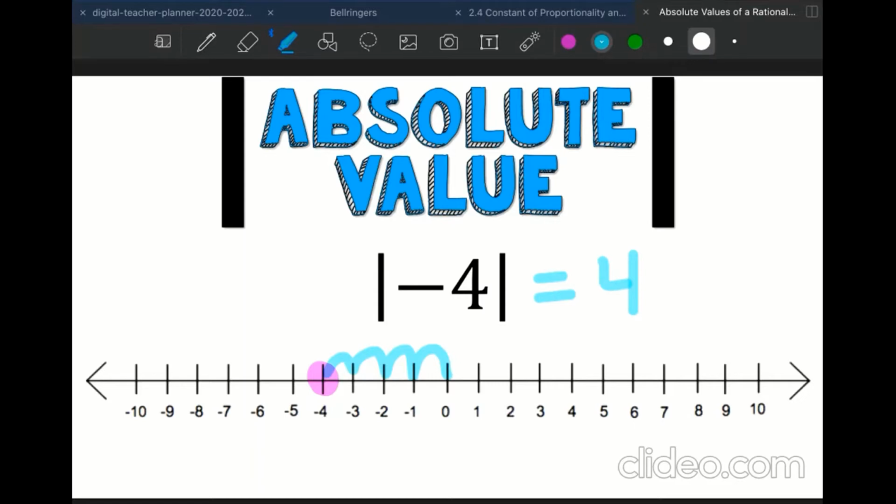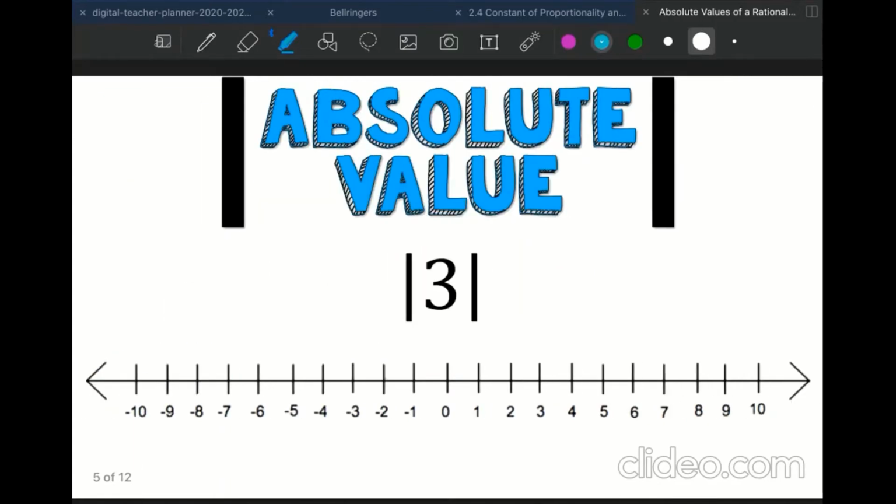It's okay if you do the number line. You can totally do it. You don't have to do it. Let's take a look at another problem. Positive 3.